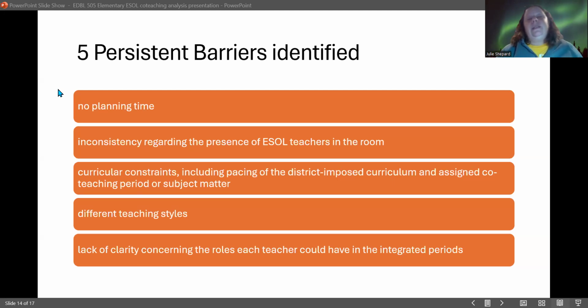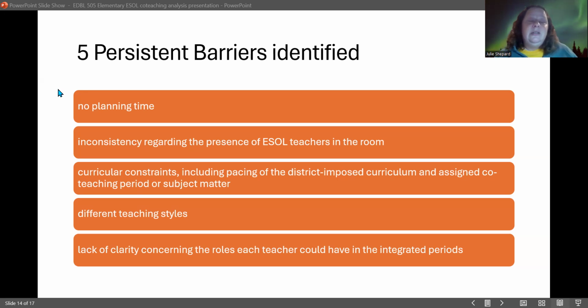And so that moves into the curricular constraints, as well as the pacing, imposed by the district. So where students have to be at benchmarks throughout the school year. So where students are by November, where they are by January, by March, things like that. It doesn't necessarily work with the planning for students who are in ELL supports.